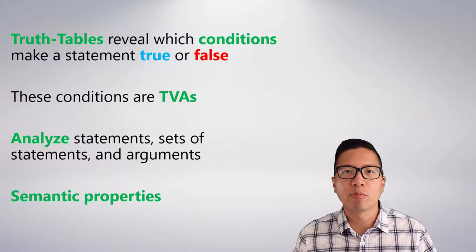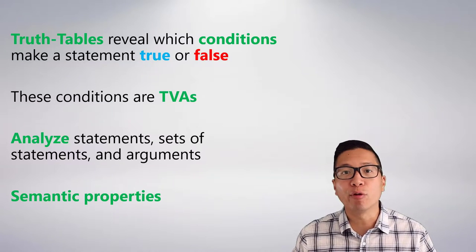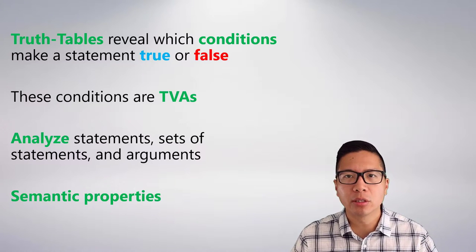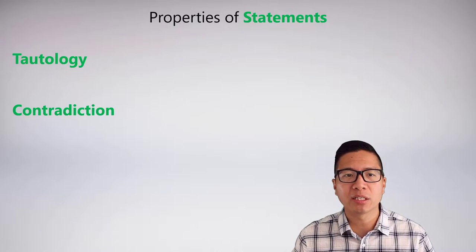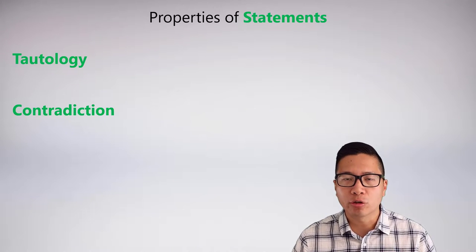We left off last time with the ability to create truth tables for sentences, but we didn't really have the vocabulary needed to analyze them and identify their semantic properties. So that's what we're going to focus on here. Fortunately, we already know some semantic properties, so we know properties of statements in tautology and contradiction.